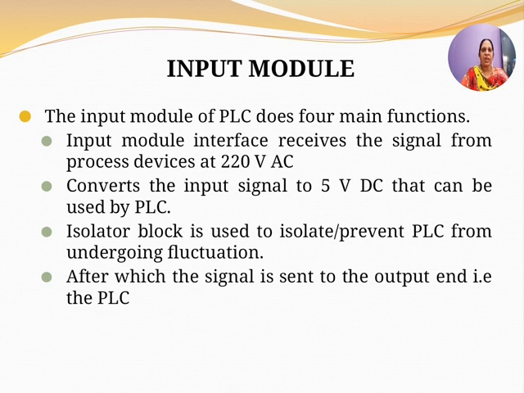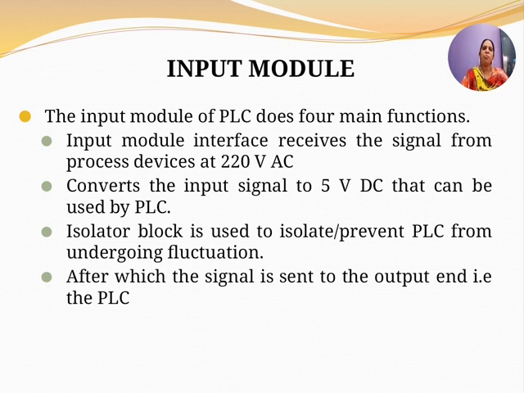It does four main functions. The input module interface receives a signal from the process device at 220 volts AC, and converts the input signal to 5 volts DC that can be used by the PLC. Then the isolator block is used to isolate or prevent the PLC from undergoing fluctuations.